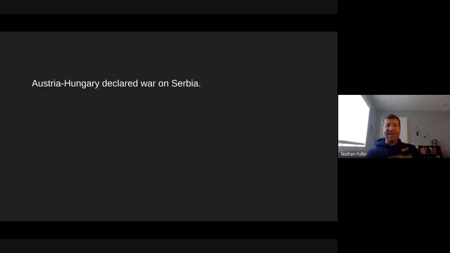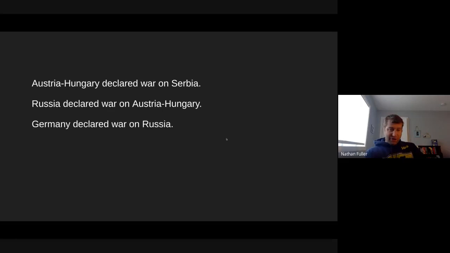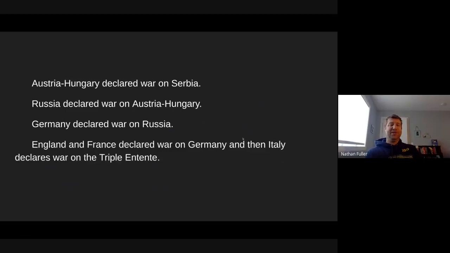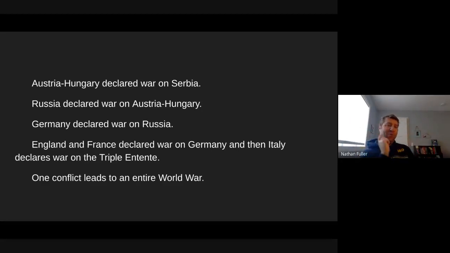So basically what happens then is Austria-Hungary, who just lost Franz Ferdinand, declared war on Serbia. Serbia was allied with Russia. Russia declares war on Austria-Hungary. Germany was allied with Austria-Hungary, so they declare war on Russia. England and France are with Russia, so they declare war on Germany. And then Italy decides to declare war on everybody. So again, the alliance system intended to keep countries safe all of a sudden brought in all these countries. It was one assassination, and all of a sudden you got all of Europe at war.